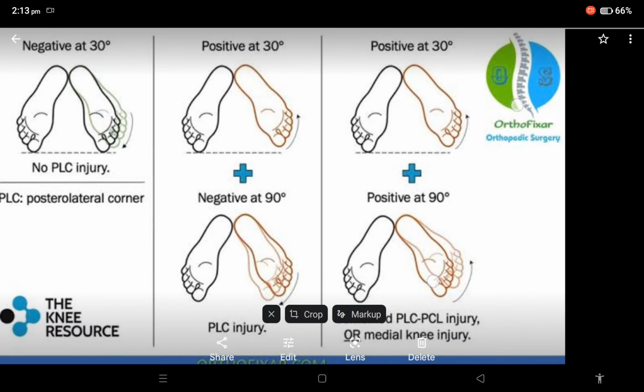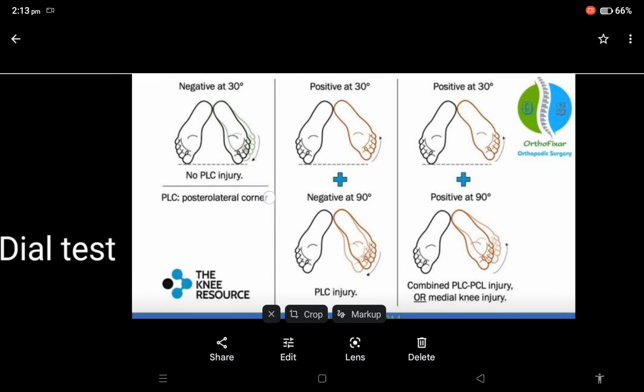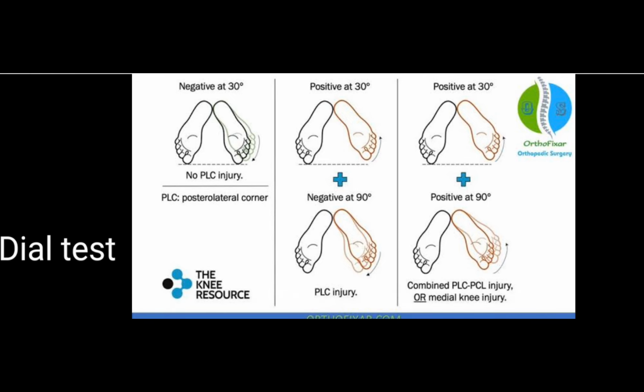Then next we have the Dial test. The Dial test is basically for PLC injury, posterolateral corner injury. If negative at 30 degrees, it means no posterolateral corner injury. If positive at 30 degrees and negative at 90, it means posterolateral corner injury, in relation to the knee joint. And if both 30 and 90 are positive, then it is a combined posterolateral corner and posterior cruciate ligament injury. All negative means no injury. 30-degree positive means posterolateral corner, 30 and 90 both positive means PLC and PCL. Dial test.